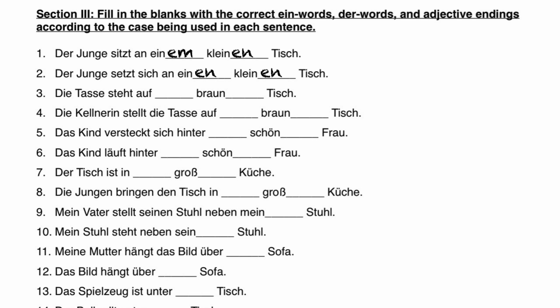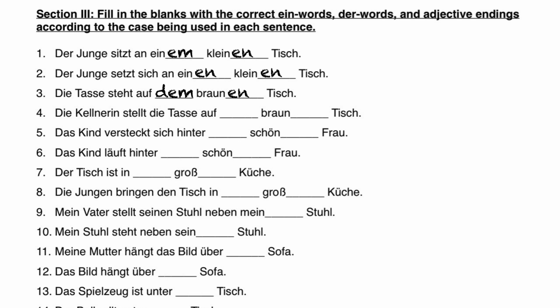Die Tasse steht. Stehen is also going to be an intransitive verb, which means that it can't be moving something from one place to another. It's standing, and therefore it is going to be using the dative case here, auf dem braunen Tisch. Die Tasse steht auf dem braunen Tisch. The cup is standing on the brown table. Notice that we used here auf because it's a horizontal thing, because it's sitting on top of the table, as opposed to the previous 2 sentences where they were sitting at the table, which means that they were in front of it in a vertical fashion.